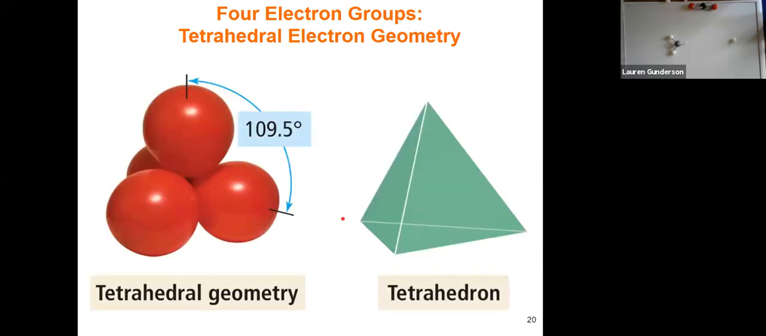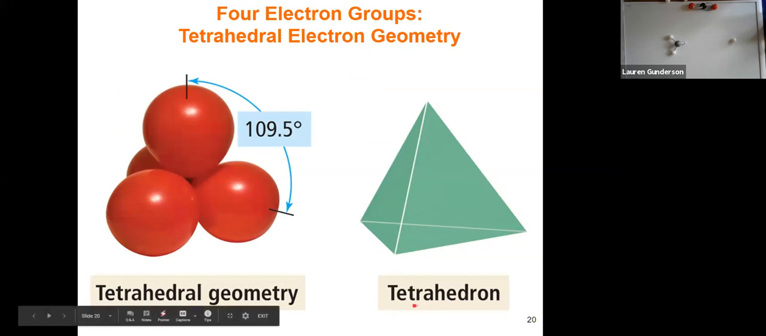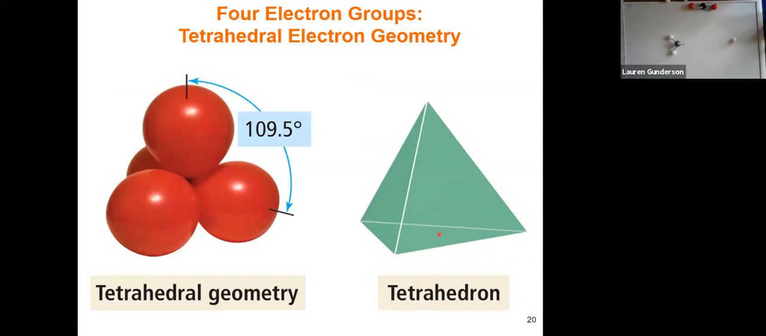It's called a tetrahedral geometry because if you connected the atoms and then you put a face on them, you would end up with something that had 4 sides. That's where the tetra comes from. Okay, so this is a tetrahedron because it's a 4-sided pyramid. All right, and this is what this looks like in space.